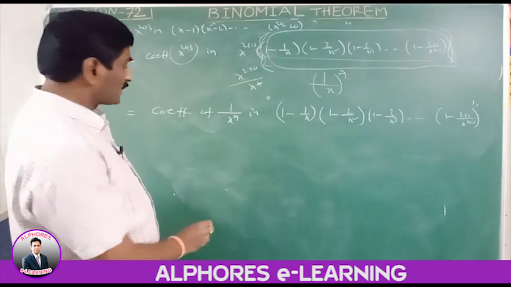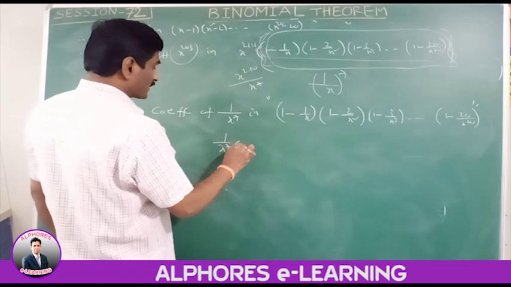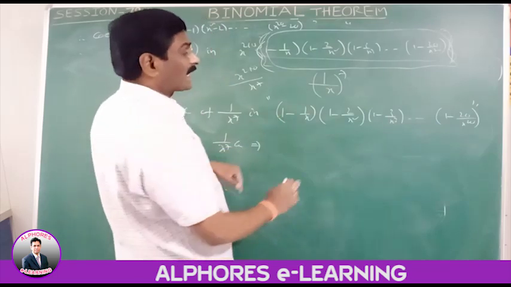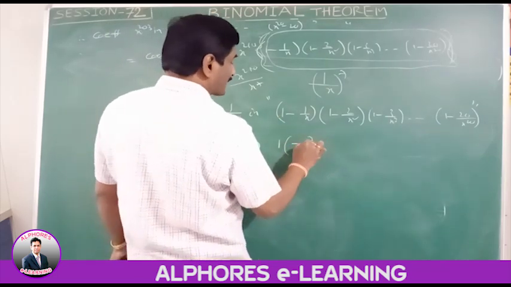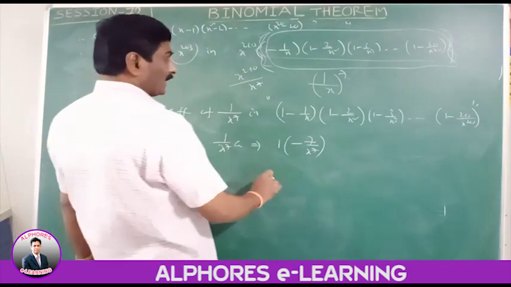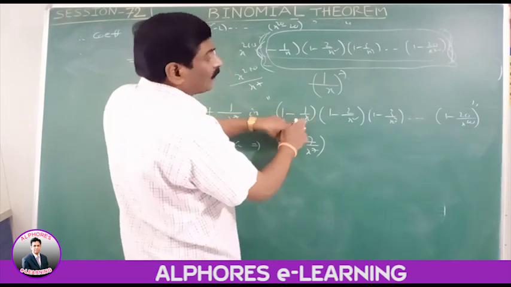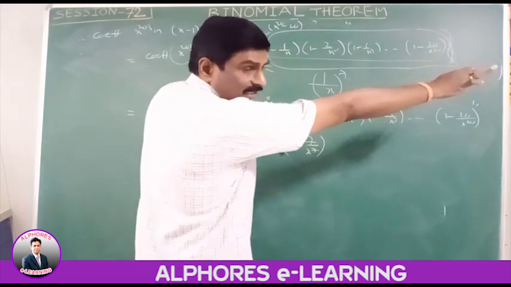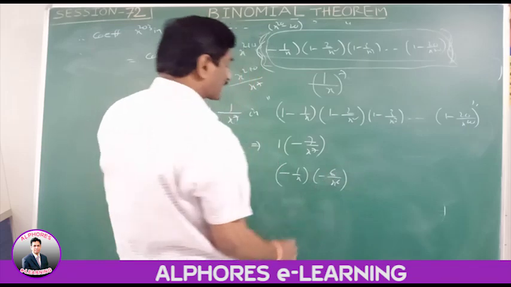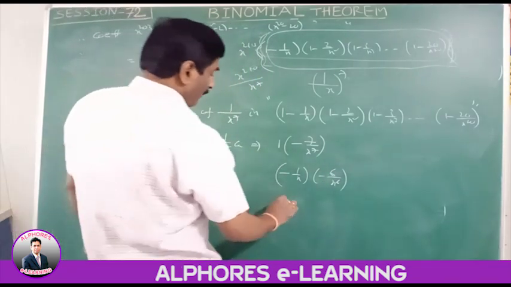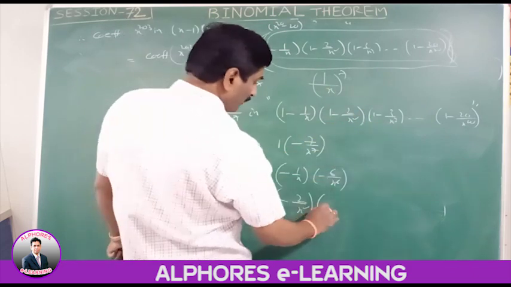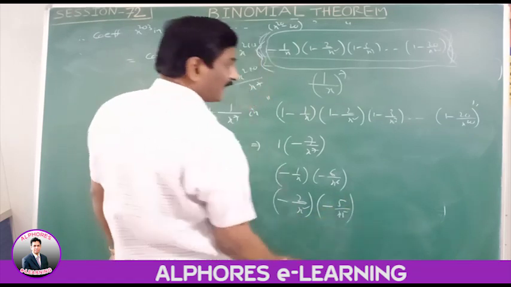Please observe the possibilities for the coefficient of 1/x^7. Please write separately. Case 1: here 1 into directly 1/x^7, which is 1 into -7/x^7. It is the 1/x^7 coefficient. Next possibility: -1/x into -6/x^6. In this case also we get x^7. Next, -2/x^2 into -5/x^5. It is a possible case.